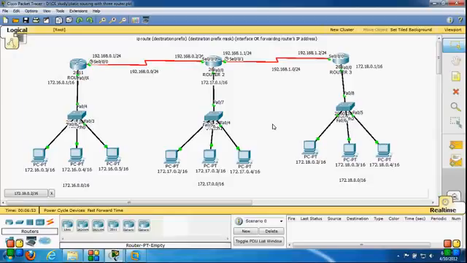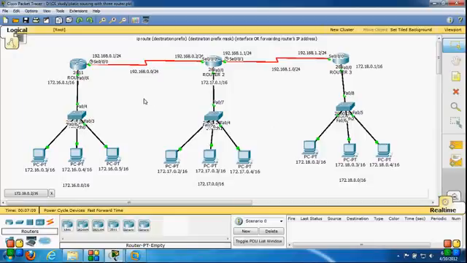I'm going to teach you how to configure a static routing between three routers. In my previous video, we have seen configuring static routing between two routers. Now we are going to configure static route between three routers. So here is the topology.